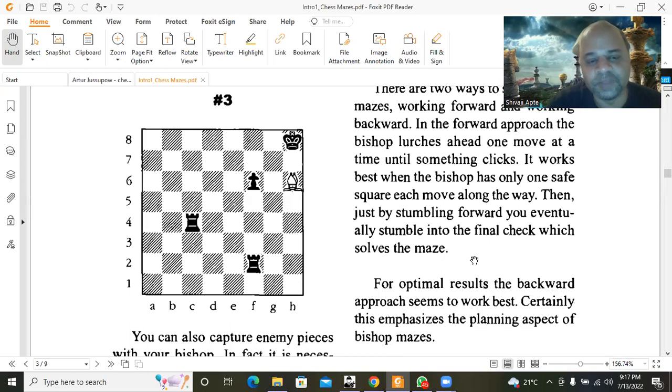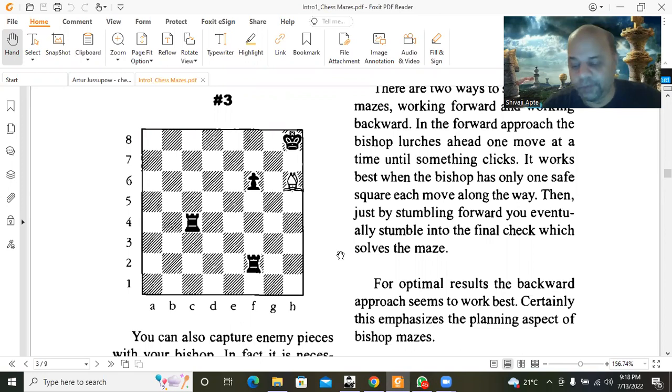So what is the way then after that? You have to go to b6, then d8, and then f6. Then you kill the pawn. Now there is no defender for the pawn, right? So that is the right solution.